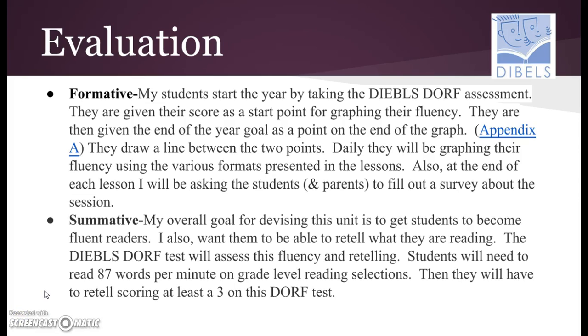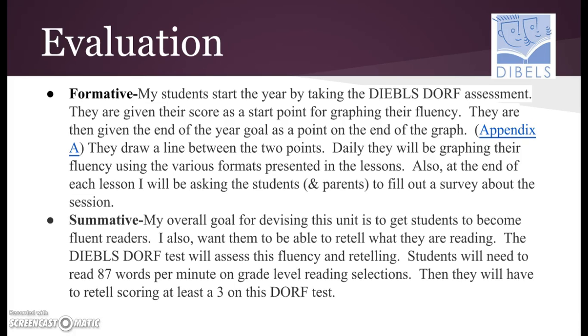For evaluation, my students will take the DIBELS DORF reading assessment. They're given a starting point for graphing their fluency, and then at the end of the year, they're given another goal, the 87 words per minute. They will draw a line between the 2 points, and daily they will be graphing their fluency using various formats presented in the lessons. Also, at the end of each lesson, I will be asking the students and parents to fill out a survey about the session.